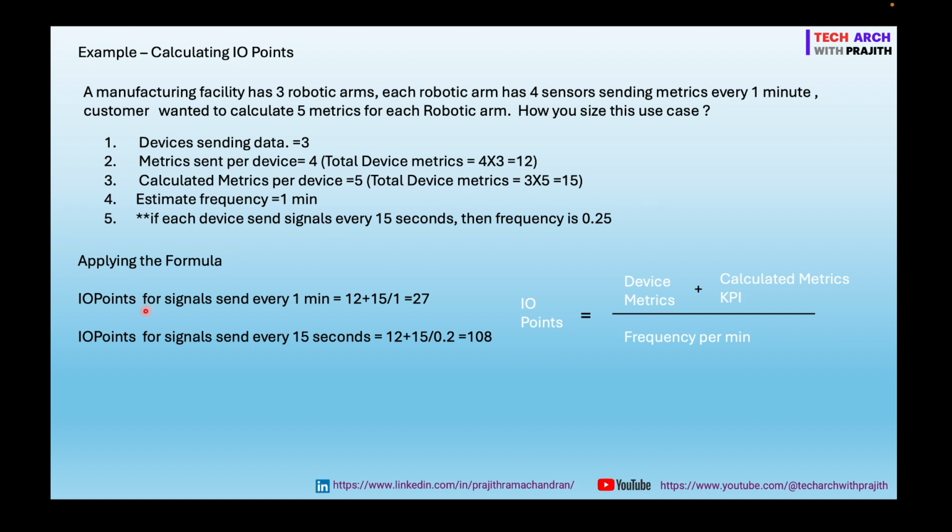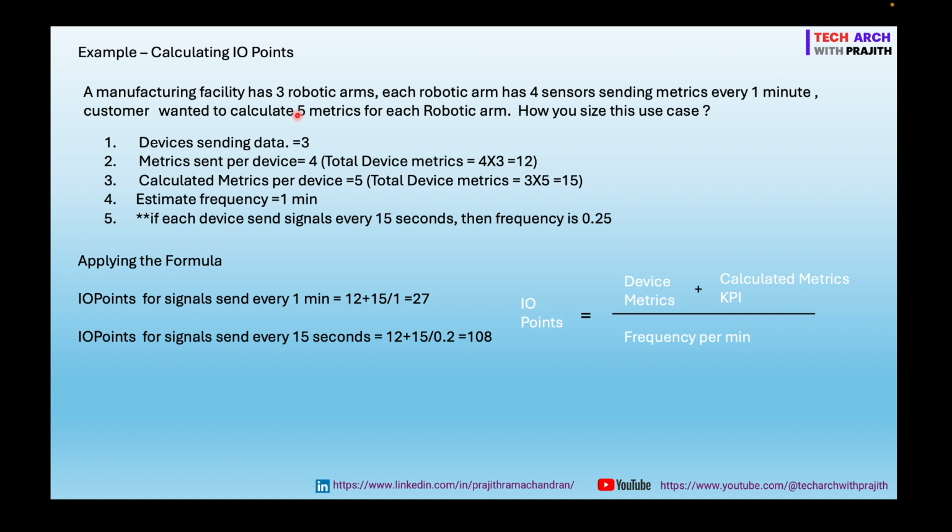Applying the formula, this is the formula, right? IO points is equal to device metrics plus calculated metrics, KPI, times frequency per minute. We have already done a little bit of calculation here. Now applying the formula, this is the device metrics, this is the calculated metrics. 12 plus 15 by 1 is 27. That means this robotic arm sending signals, 4 sensors sending 1 per unit, we need 27 IO points.